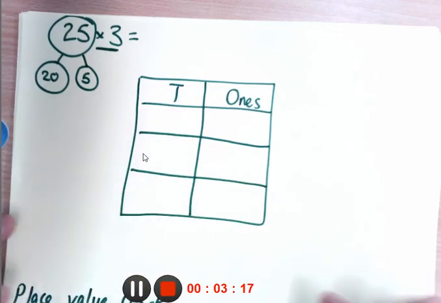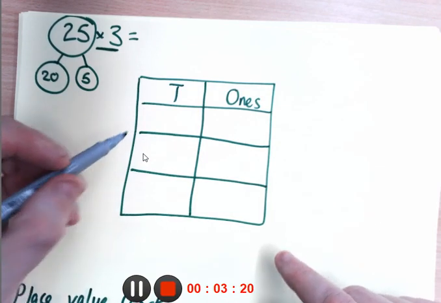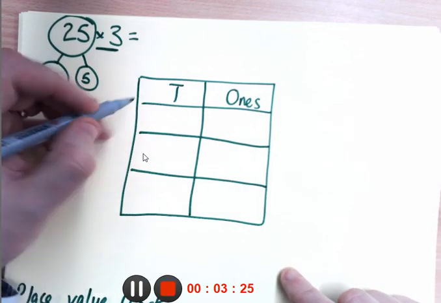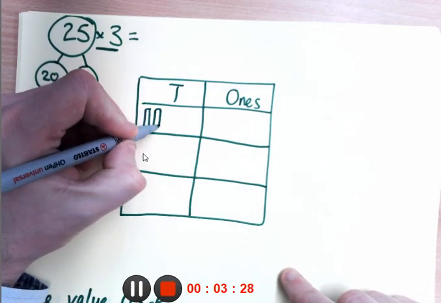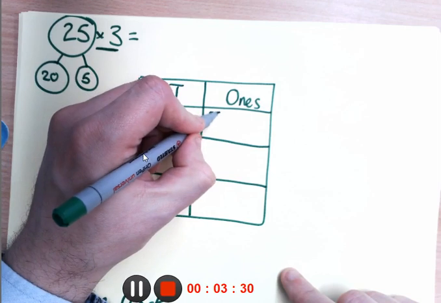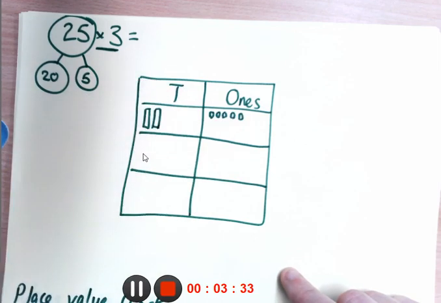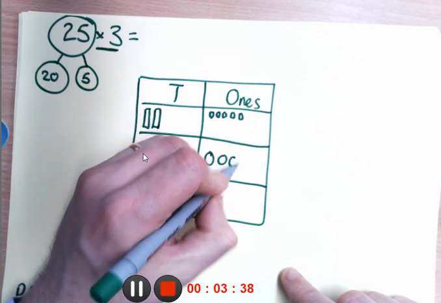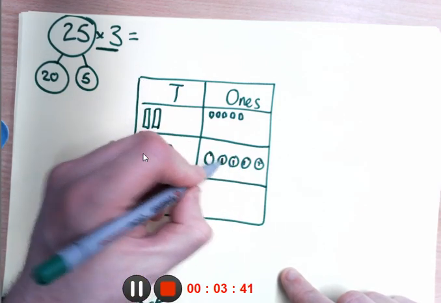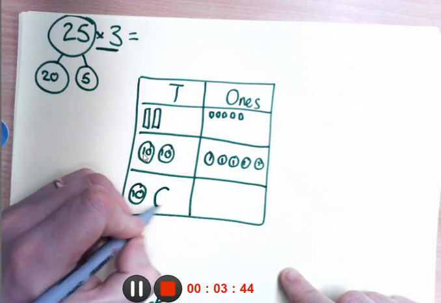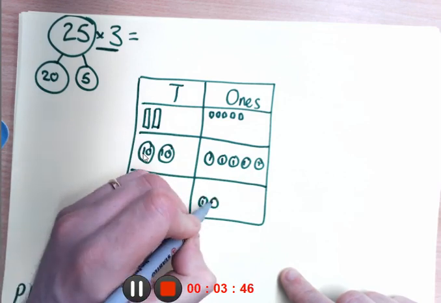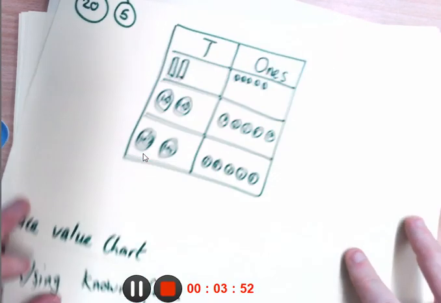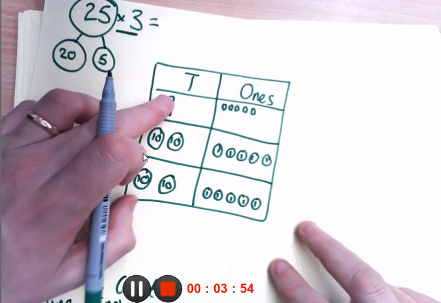Now, in this method, it's very, very similar to the first one, but instead of using the counters, the children are taking that one step further and either drawing their dienes, so they might draw 2 tens and 5 ones, or the children will also be quite experienced at drawing their place value counters as well. So they can pick and choose whatever they're most comfortable with. And the reason we show different methods is so that the children can choose which one they are most confident with. And then to find the answer, again, they've just got to add up what's in this column.